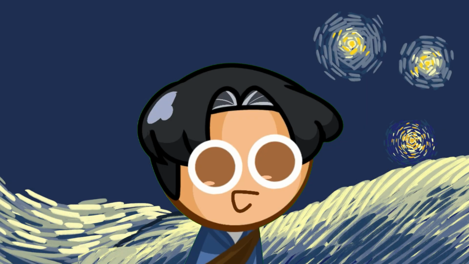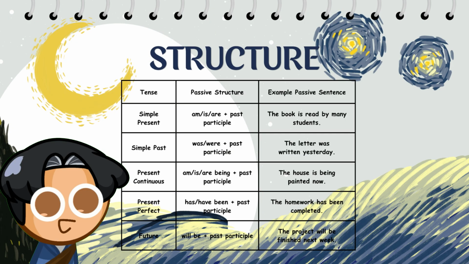Now, let's take a look at a helpful chart that explains how to form passive voice sentences in different tenses. The first one is simple present. For the structure, am, is, are plus past participle. For the example, the book is read by many students. Here is is the auxiliary verb for the present tense, and read is the past participle. The focus is on the book, not on who is reading it.